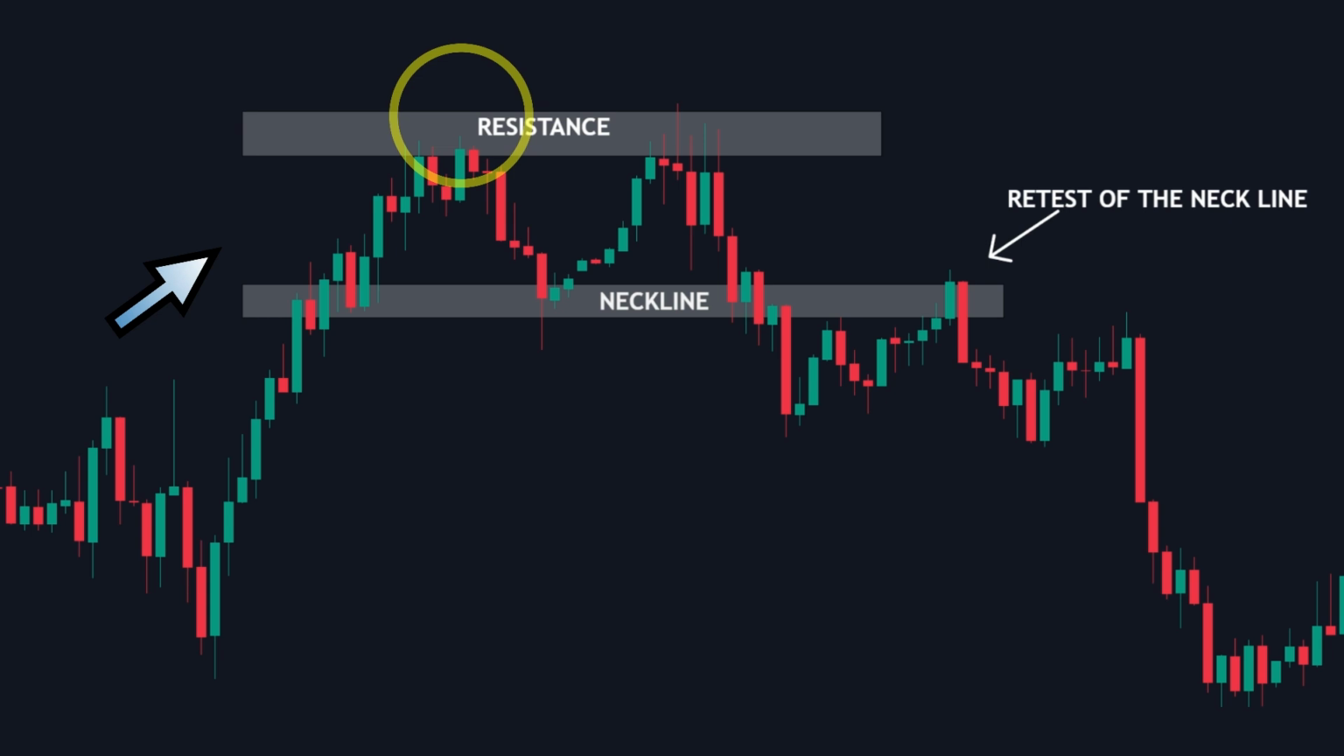3. Price pullback. Price takes a breath, pulling back to a swing low. This low is your neckline, the level that separates the bulls from the bears.